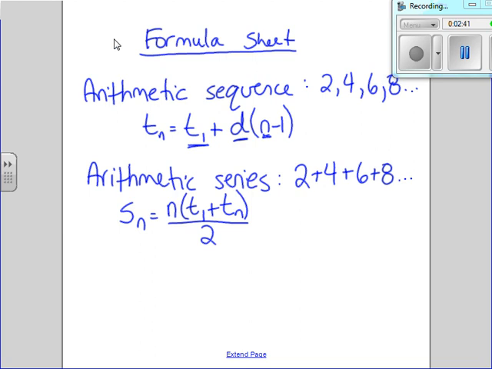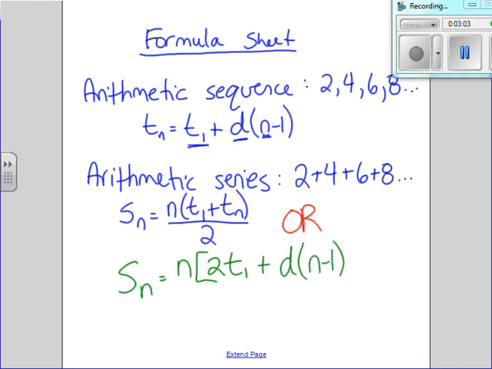And the second one that I could use, if I didn't have enough information for the first, would be Sn, so the sum of however many terms I want, is equal to n times (2 times the first term, plus the difference times n minus 1), and that's all over 2 again. You can find those on page 16 of your textbook. You do need to have this separate formula sheet ready to go so that you can quickly refer back to it whenever you need it.